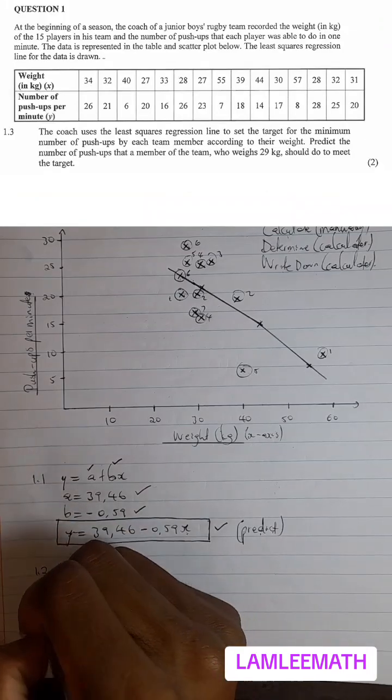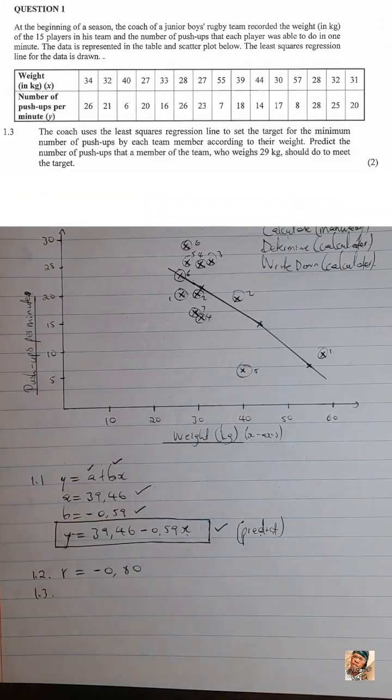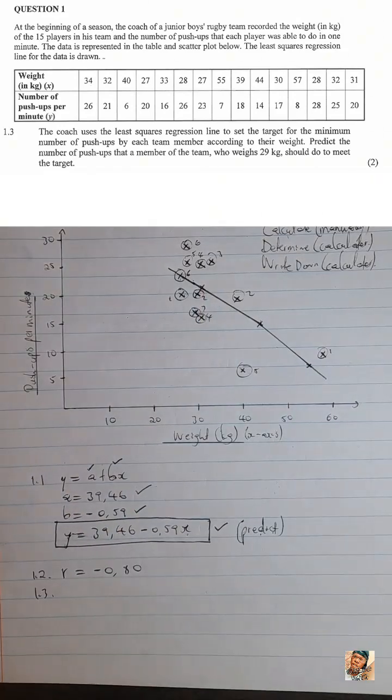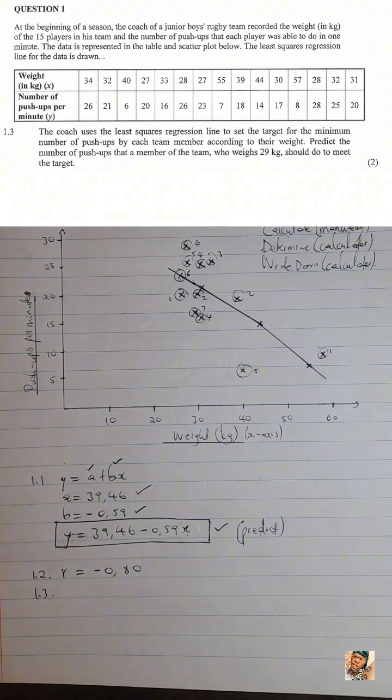So the next question is 1.3, and 1.3 had said the coach uses the regression line to set the target for the minimum number of push-ups by each team member according to their weight. Let me repeat that. The coach uses the regression line to set the target for the minimum number of push-ups by each team member according to their weight. So the coach is going to set a minimum utilizing the regression line.